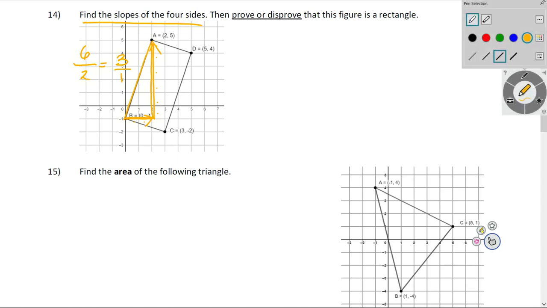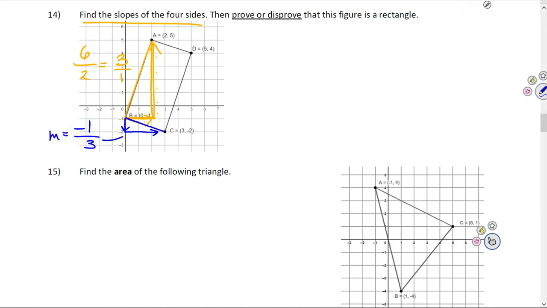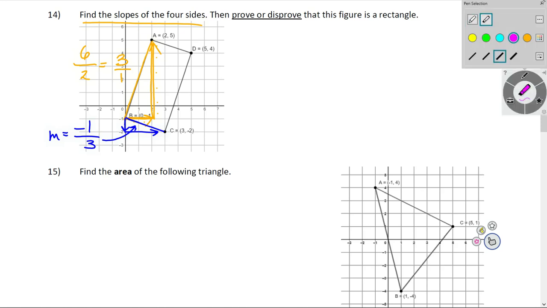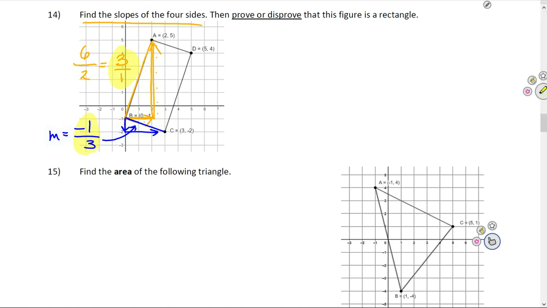That's the first one. I'll just keep walking my way around. BC, this line right here, I'll kind of go down. That's a -1. And then I'll run a +3. So this slope is -1/3. I'll pause for a second here and compare 3/1 and -1/3. Okay, are those negative reciprocals? If I flip one over and change the sign, do I get the other one? The answer is yes, we do.